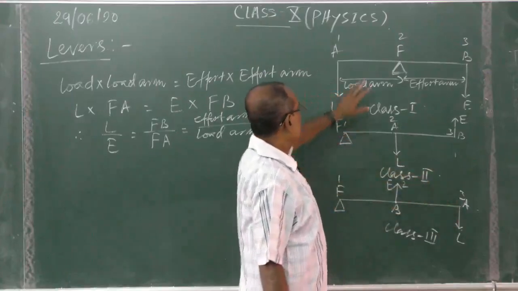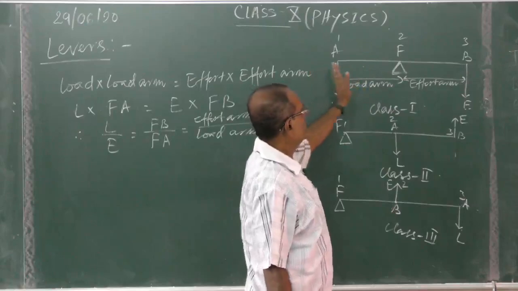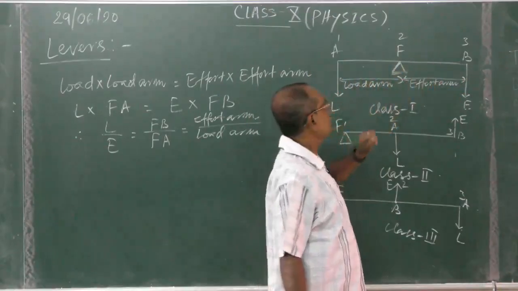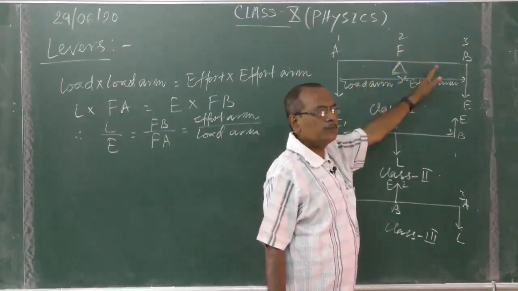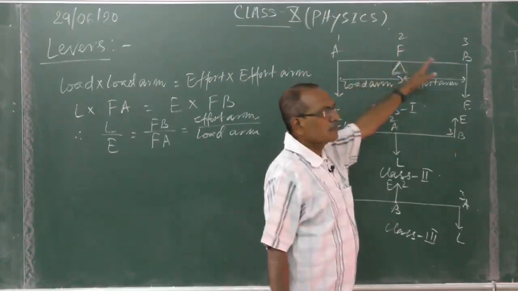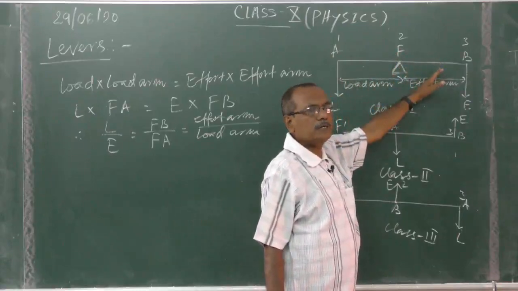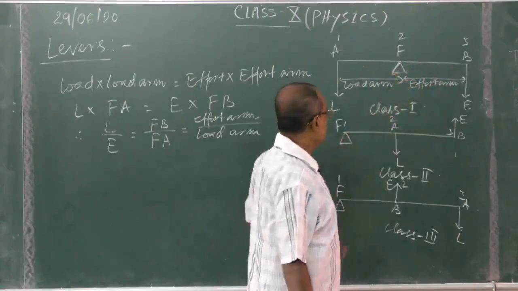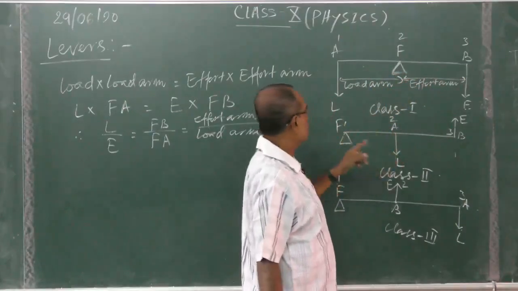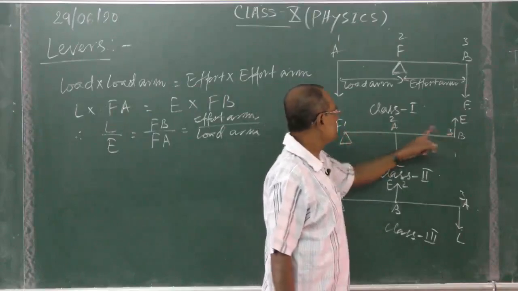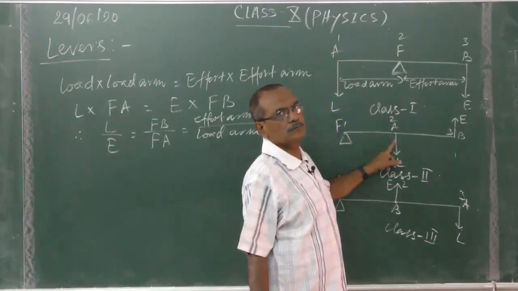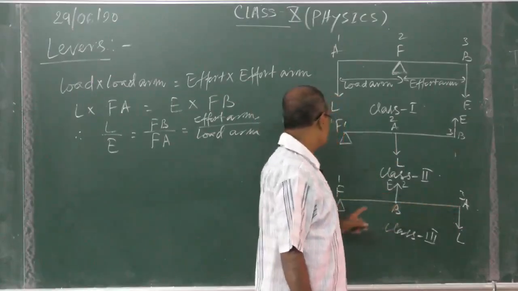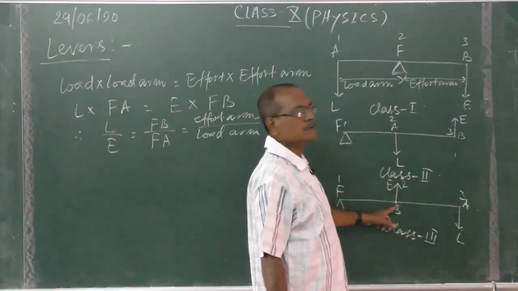Now, in this case, all three cases may arise. Load arm equal to effort arm. Load arm is greater than effort arm. Load arm may be less than effort arm. It may happen due to the position of F. Here, effort arm is always greater than load arm. In class 3 lever, load arm is always greater than effort arm.